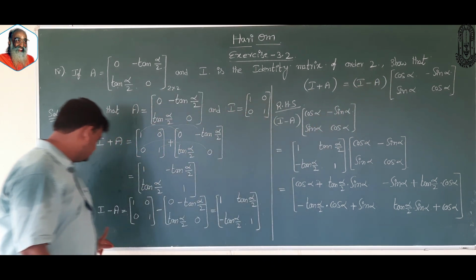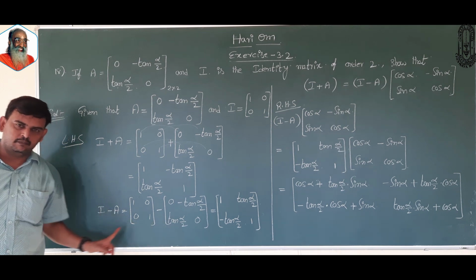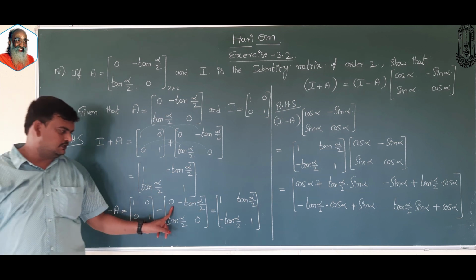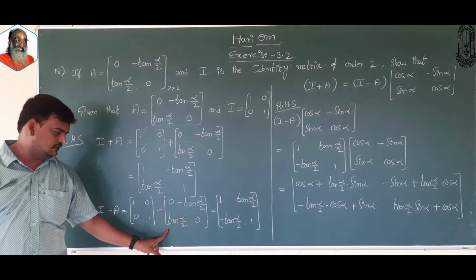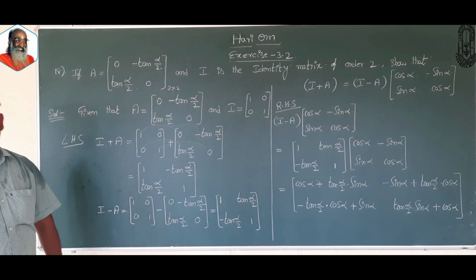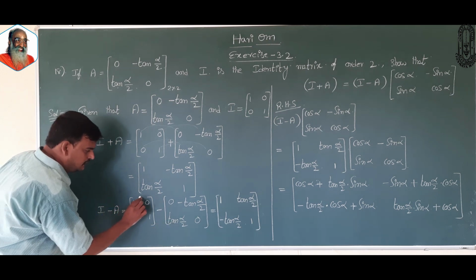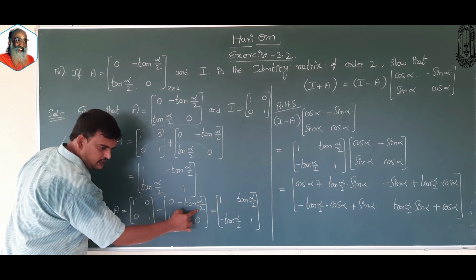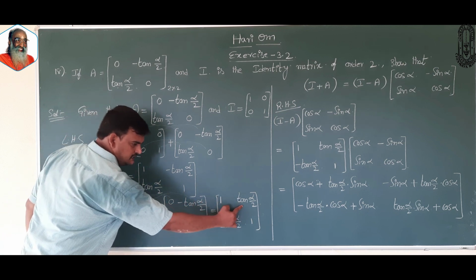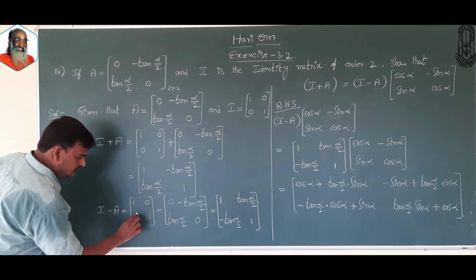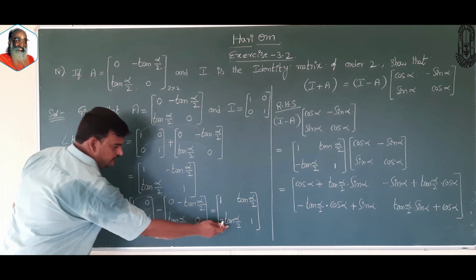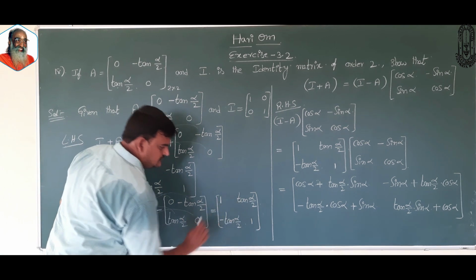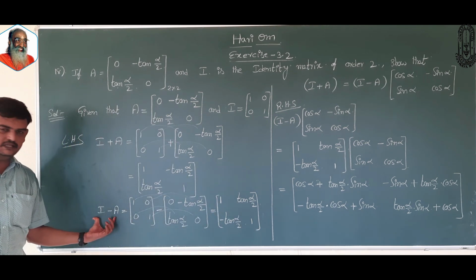Now to find the RHS, I require I minus A. Let us find I minus A. Now subtracting the matrix I, 1 0 0 1, minus the matrix A, 0 minus tan alpha by 2, plus tan alpha by 2 and 0. So subtracting the corresponding elements. 1 minus 0 gives us 1. 0 minus of minus tan alpha by 2, so minus of minus becomes plus tan alpha by 2. And here 0 minus tan alpha by 2 gives minus tan alpha by 2, and 1 minus 0 gives us 1. This is about I minus A.